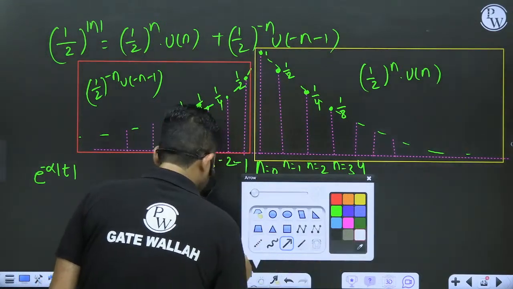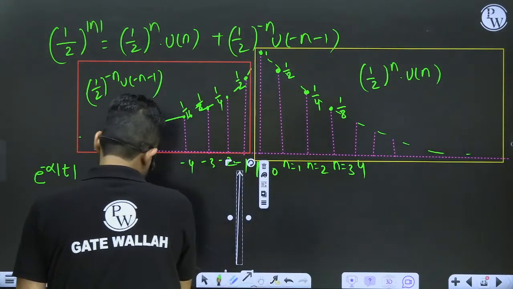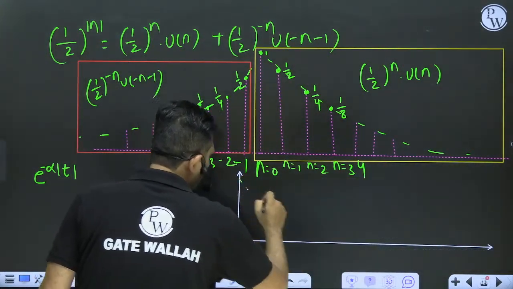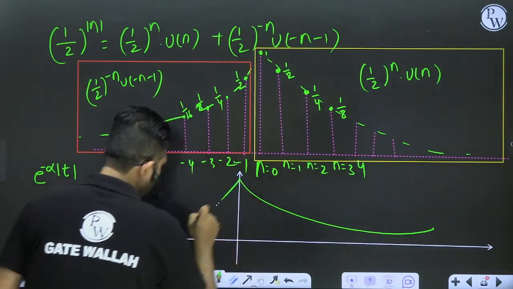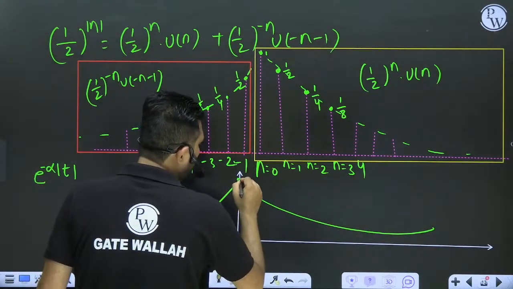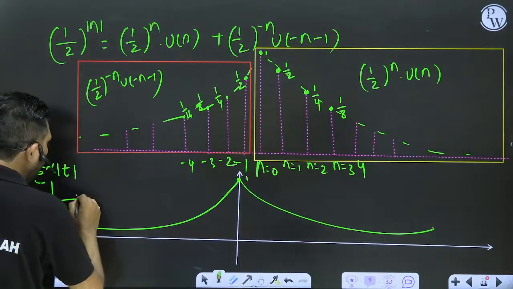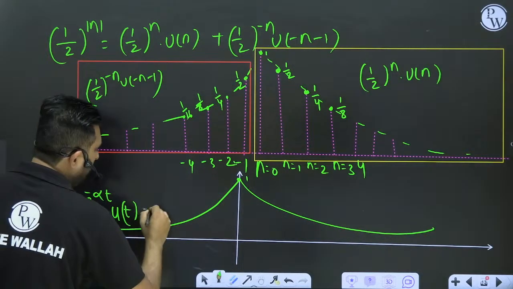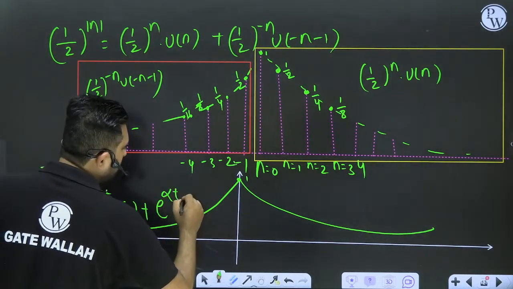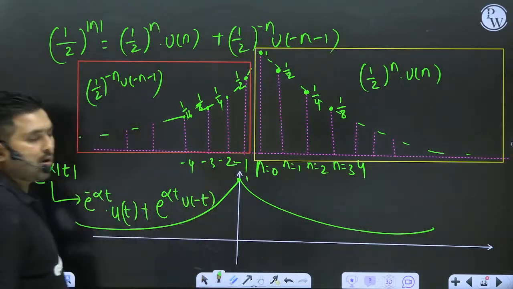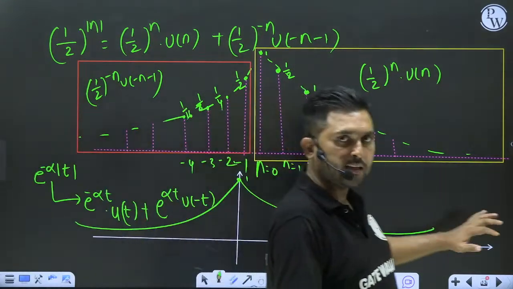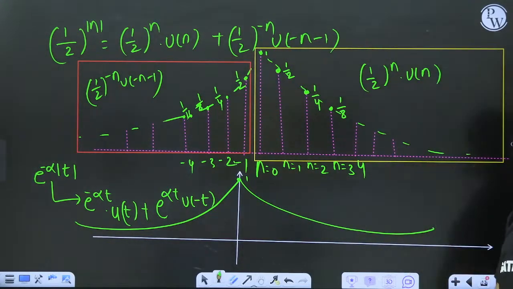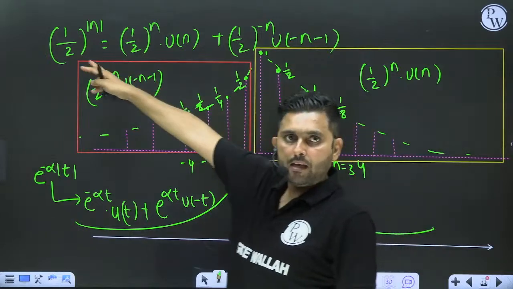See, we have covered the umbrella function, which is this, so that this value should be 1. e^(-alpha|t|) is e^(-alpha t) u(t) plus e^(alpha t) u(-t). You remember or not? So the discrete part of this is this. The continuous part of this is this. Same umbrella function, but in terms of nothing but my (1/2)^|n|.